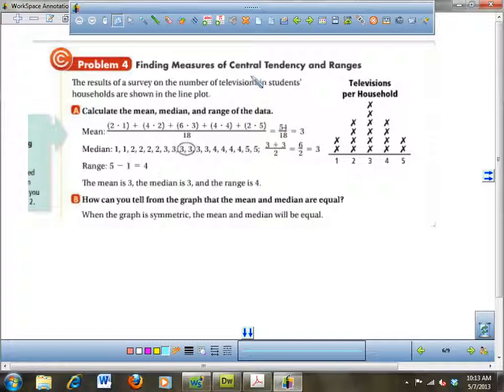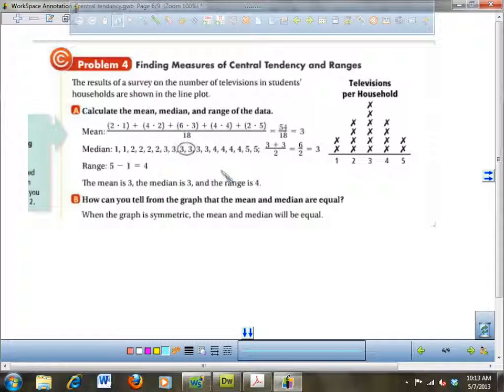Then here's a way to find the measure of central tendency from a line plot. This is called a line plot. Okay. So if you have televisions per household, it says the result of a survey on the number of televisions in students' households are shown in the line plot. Calculate the mean, the median, and range of the data.